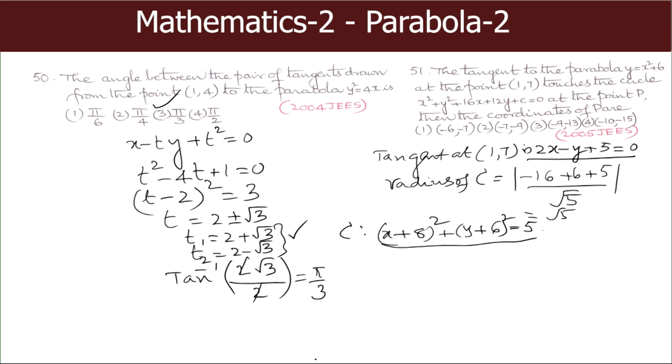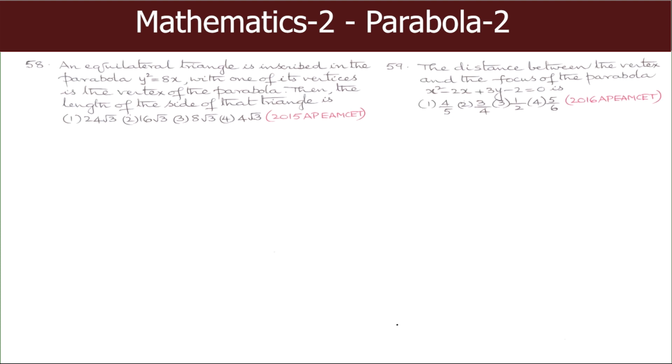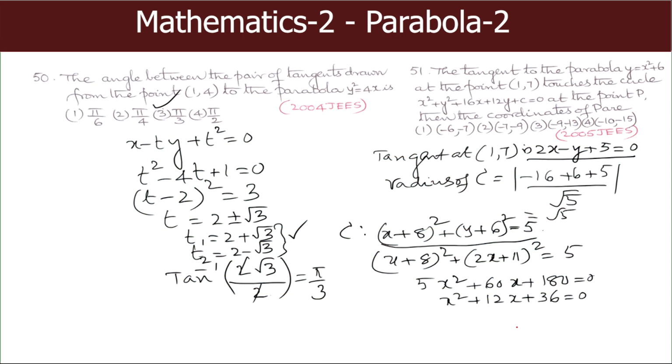Now they asked where this line touches this circle. In the case of a circle, every tangent cuts the circle at only one point. So the best thing is that the point of contact is the point of intersection, so see if that is easy. Replacing y by 2x plus 5 in the circle equation: (x plus 8) whole square plus (2x plus 11) whole square equal to 5, or 5x square plus 60x plus 185 minus 5, that is 180. 5 can be cancelled: x square plus 12x plus 36 equal to 0. Only one value should come for x, because the tangent cuts the circle at only one point. So this quadratic in x has exactly one value.